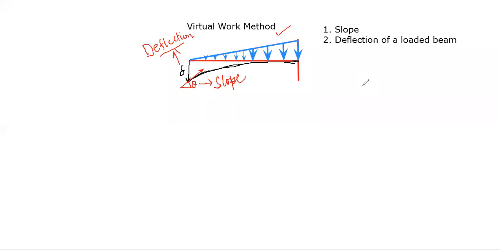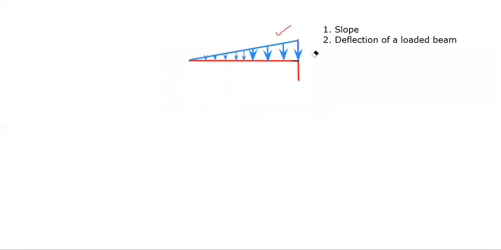Now the question is, how does the virtual work method work? In order to make you understand how the virtual work method works, it's very easy. We can easily solve it, and we can easily understand how this method works. In order to make you understand what I am doing, let's take up a cantilever beam, and the length of the cantilever beam is, say for example, L.